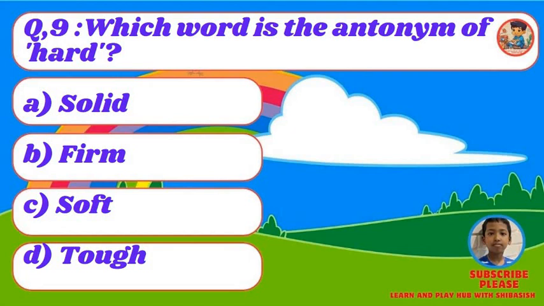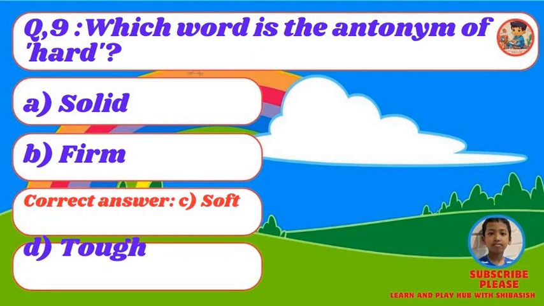Question 9. Which word is the antonym of hard? Option A, solid. Option B, frame. Option C, soft. Option D, tongue. The correct answer is option C, soft.